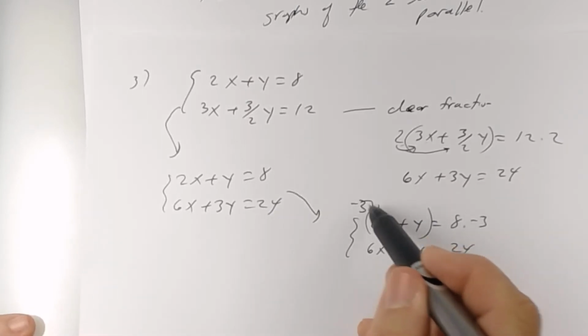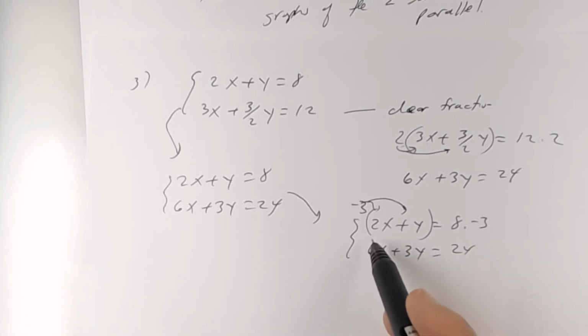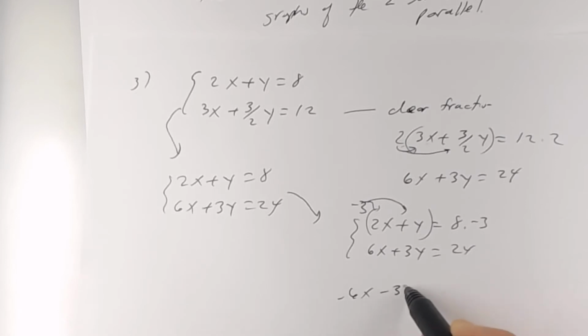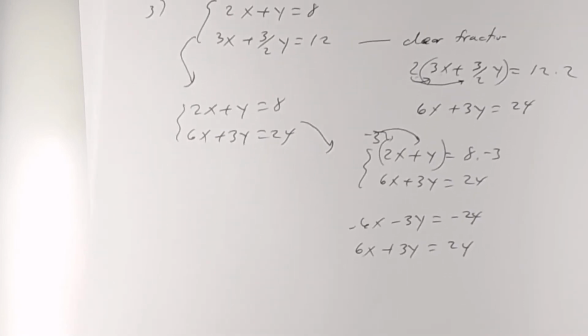And so if I distribute now, notice what happens. I get negative 6x minus 3y equals negative 24, right? And then 6x plus 3y equals 24. Once you get to that point, what's your next step? Add. And when I add, I get 0 equals 0. The variable disappeared, but what do you notice about this statement? It's true.